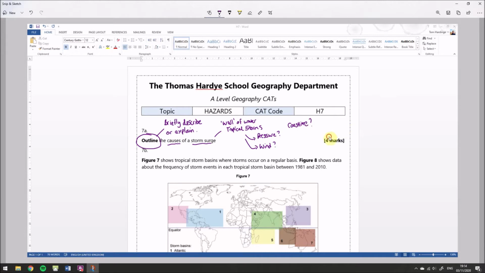Final thing to remember, for a 4-mark question, we want to make sure that we are giving 4 distinct points. Okay, so we want to say 4 things, or really kind of make a point and then develop it with some evidence or an example or something like that. But we want to make sure that we have got kind of 4 distinct ideas within our answer.